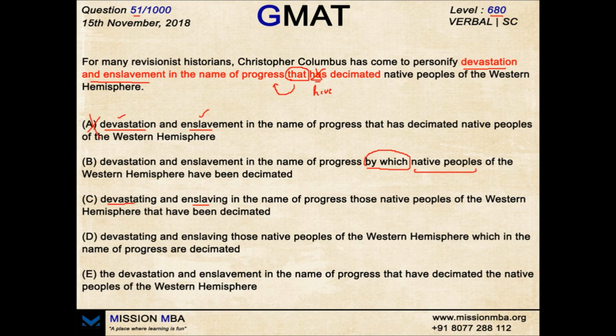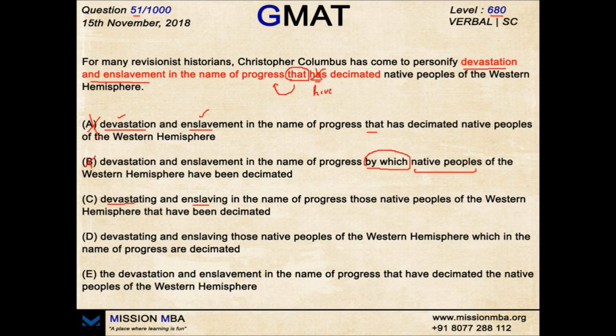Also, "by which" is generally used when you are performing one task in order to achieve the other one, when you say the second task is achieved by the first one. Here, it is believed by the historians that Christopher Columbus came for a particular thing and that resulted in a certain thing. So better to go with a "that". So B is also gone.